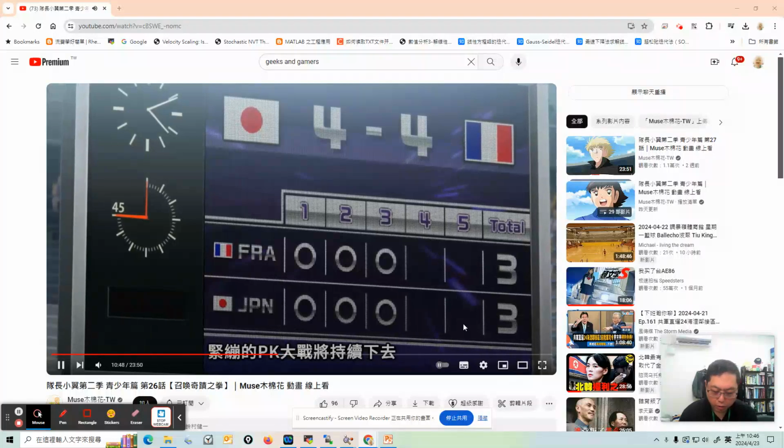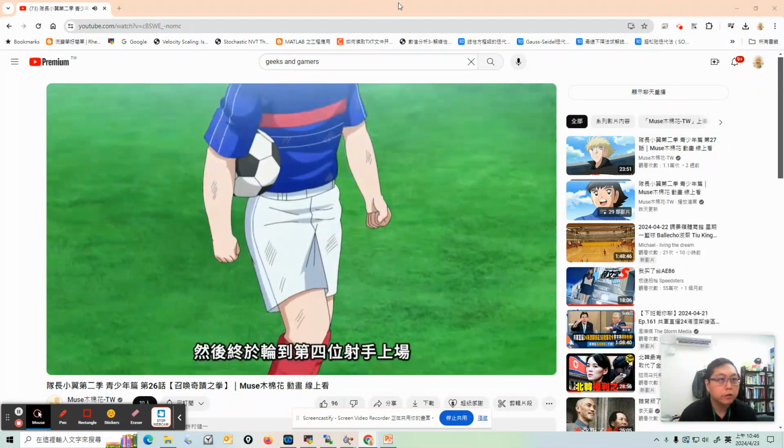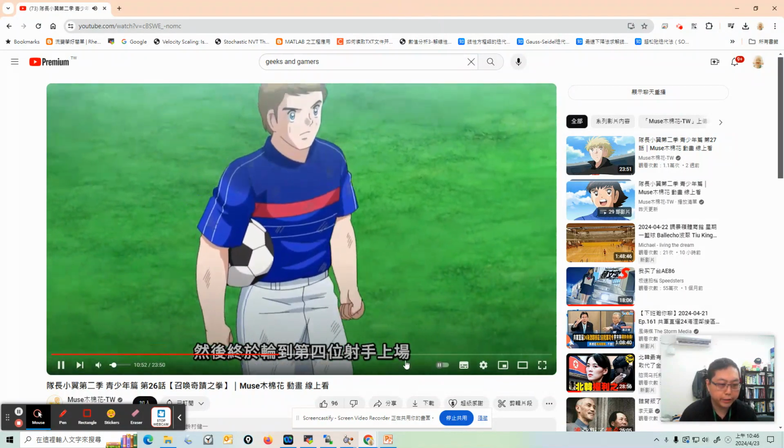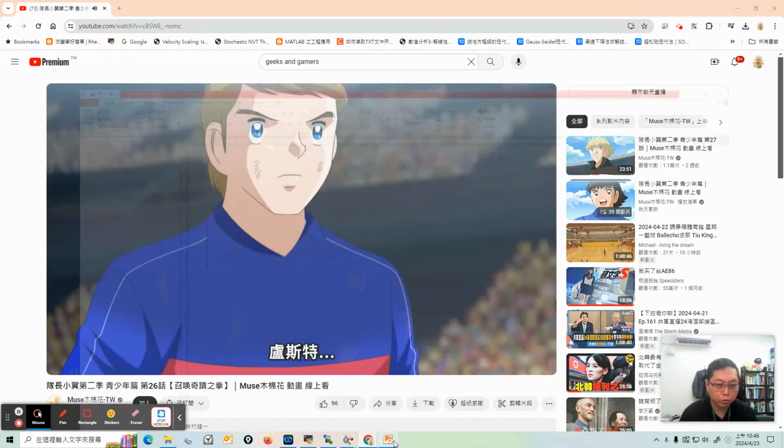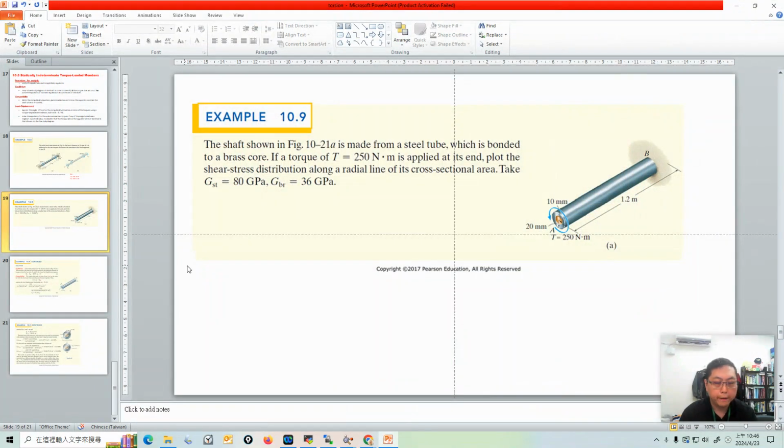Okay, hello everyone. In this video, I'm going to show you another example of a statically indeterminate problem in torsional loading. And here is a coaxial member.